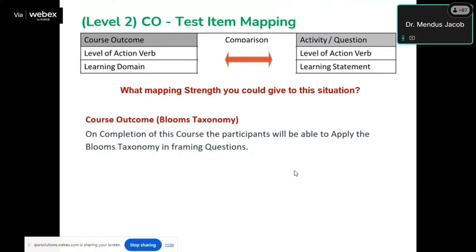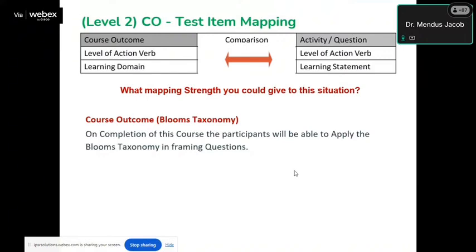A question starts with an action verb. So if it is a remember level question, we will start with "what is" or "define" something. Or if it is an understand level question, we will start with "explain", "explain in your own words" or something like that. So again, it starts with an action verb.